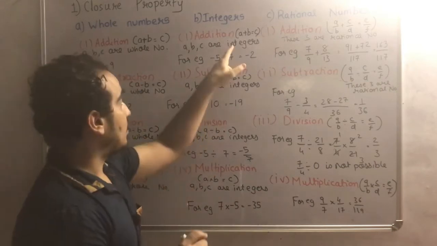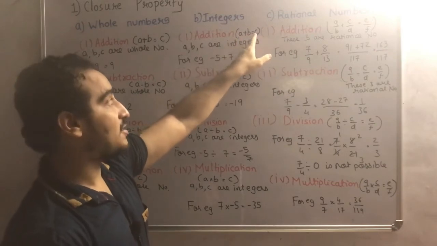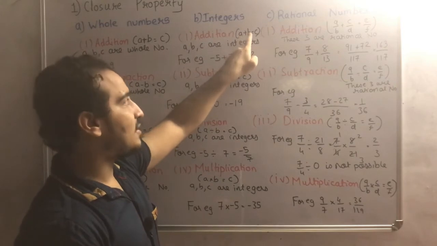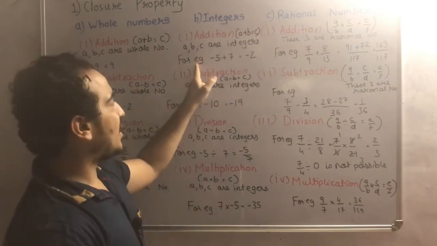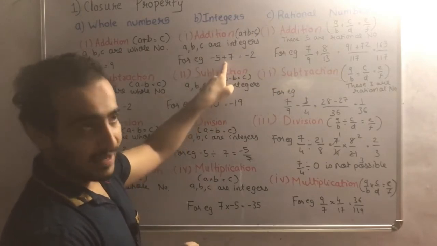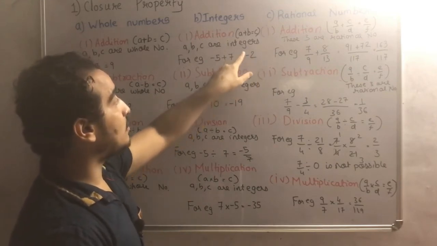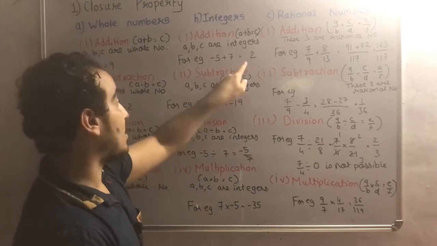Okay, so now a is an integer, b is an integer, c is an integer. So when an integer is added to another integer, the answer we get is an integer. For example, minus 5 plus 7, minus plus plus. So 7 minus 5 is 2, with the sign of the greater number, the answer will be plus 2. Sorry for the inconvenience, but the answer is 2.